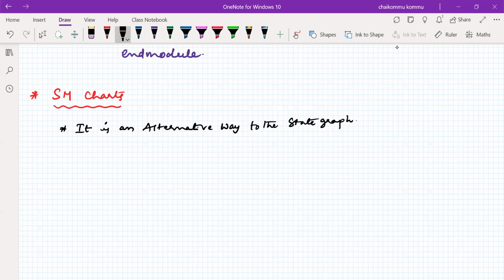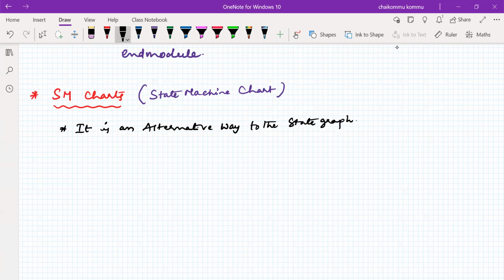Whatever state diagram we have seen, as the complexity of the state graph increases, with more inputs and more complex things involved, the state graph or state diagram method is a very tedious job. So we have to use another method called the SM chart method, state machine chart. SM stands for state machine: S stands for state, M stands for machine. This is a chart, an alternative to the state graph. Please remember that point. Clear?